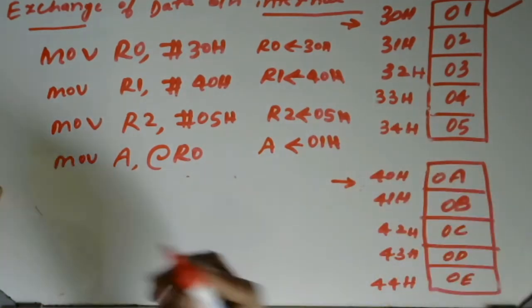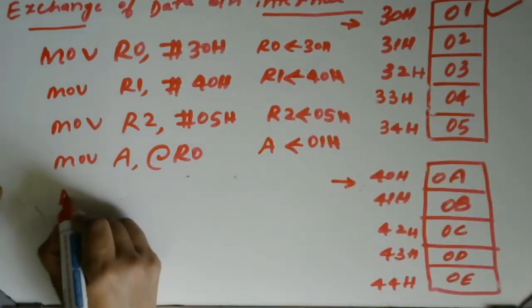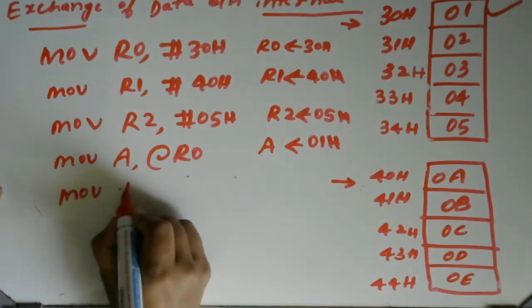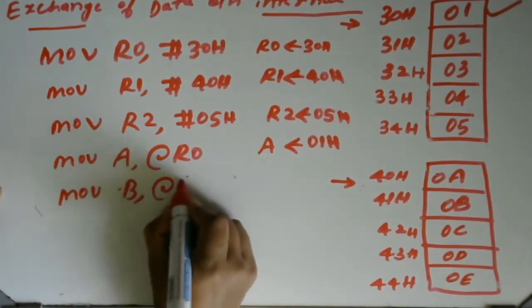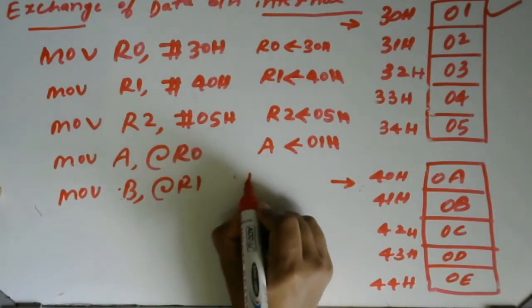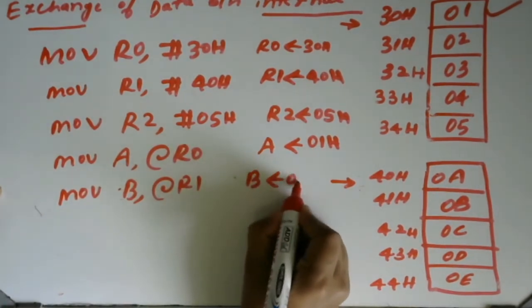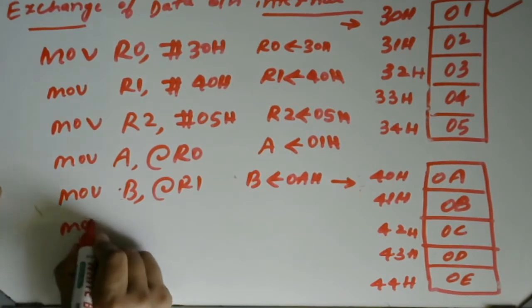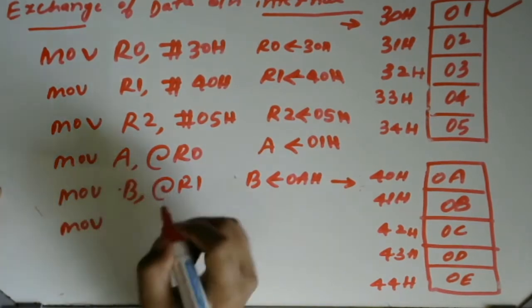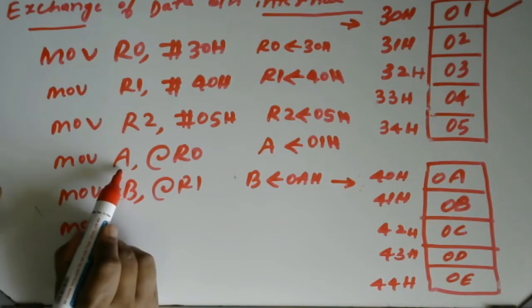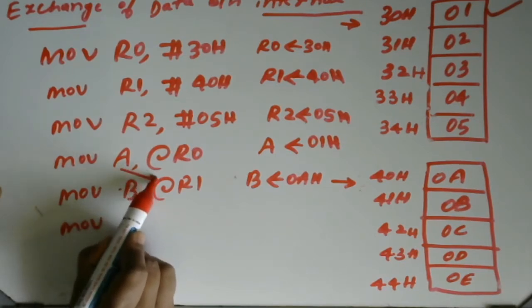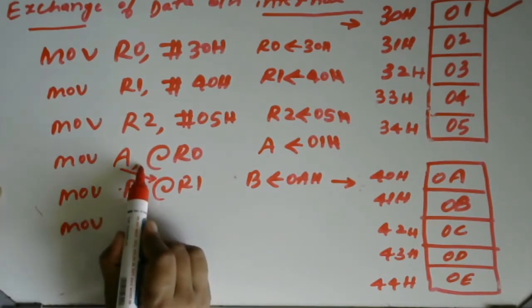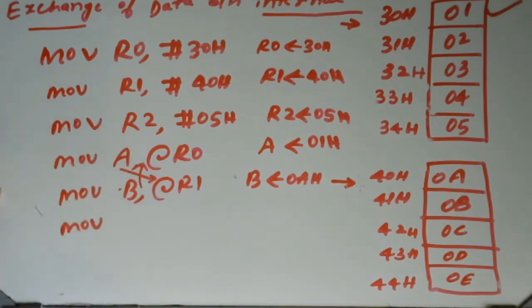You can use any instruction for that. I will use MOV B, @R1. Now B will have 0AH. Now what we have to do is move the content of the accumulator to R1's location and the content of the B register to R0's location.